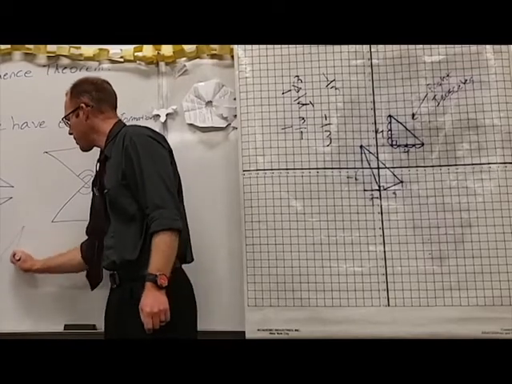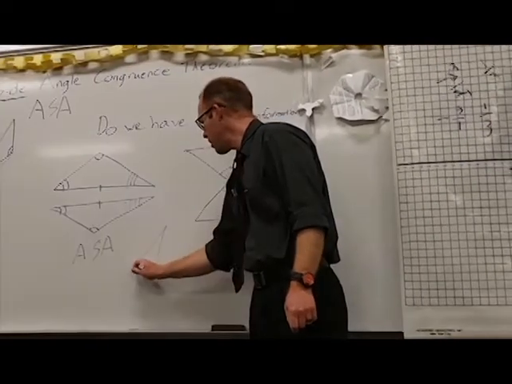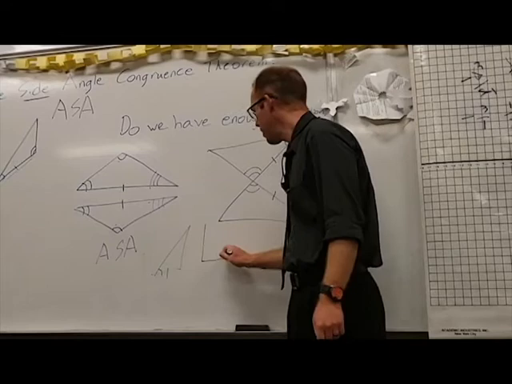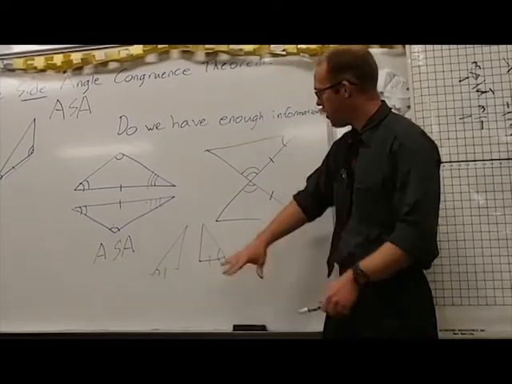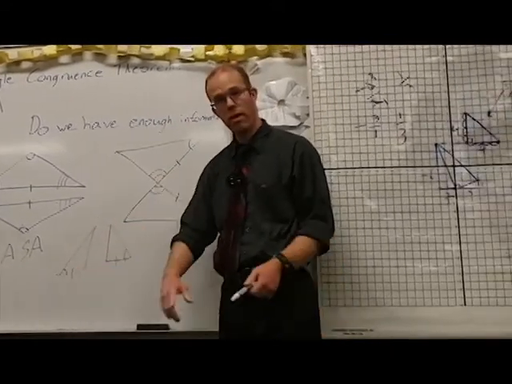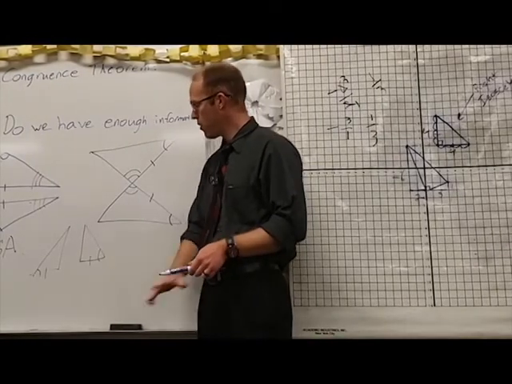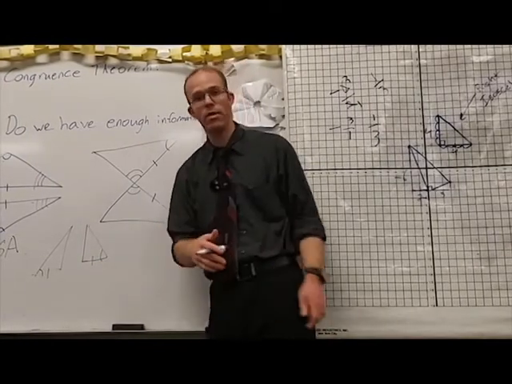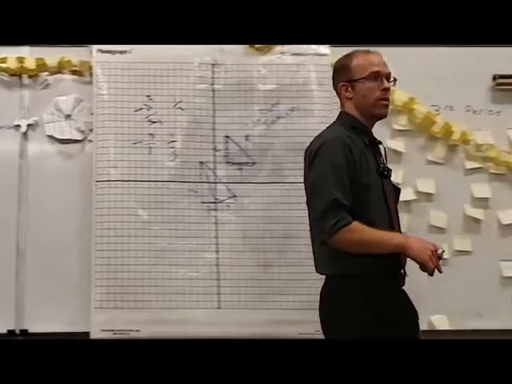If I had a picture something like this where I had an angle and a side like that, that would not be enough information, and there's no way to get additional information on that one. So this would be an example where we do not have enough information. So let's take a look at our next picture.